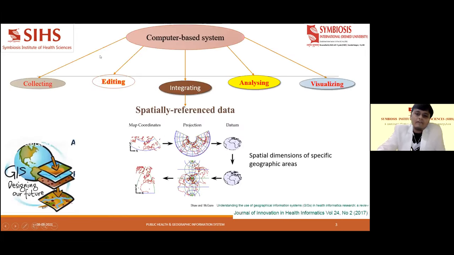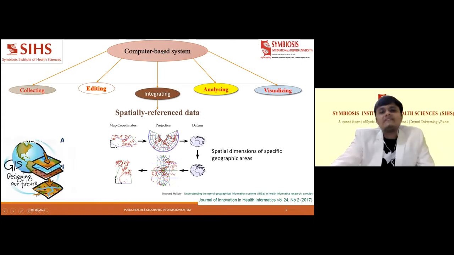Let's start with the first part of the presentation. So what is geographic information system? Geographic information system is a computer-based system. With the help of the computer-based system, we are collecting, number two, editing, number three, integrating, number four, analyzing, and number five, visualizing the spatially referenced data. Now, what is the meaning of spatially referenced data? Any data which is associated with its respective geographical location is known as spatially referenced data. And the end product of this GIS will be the spatial dimension of specific geographic areas.